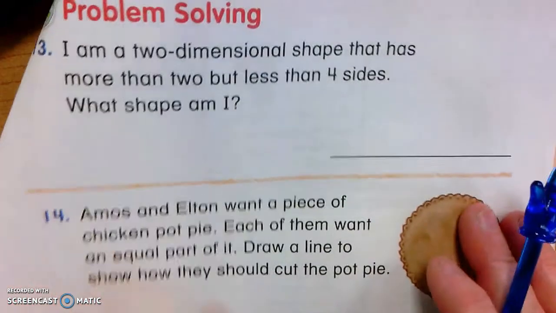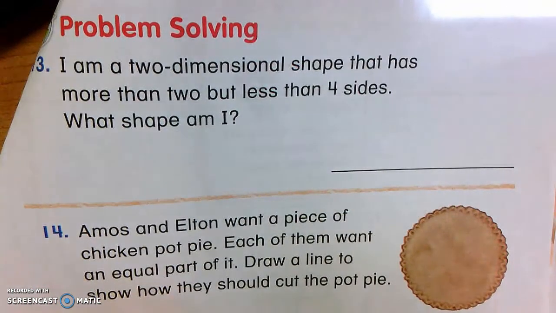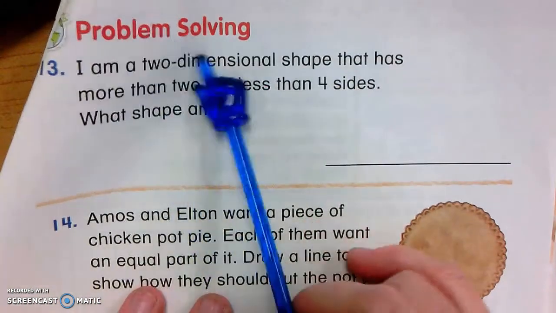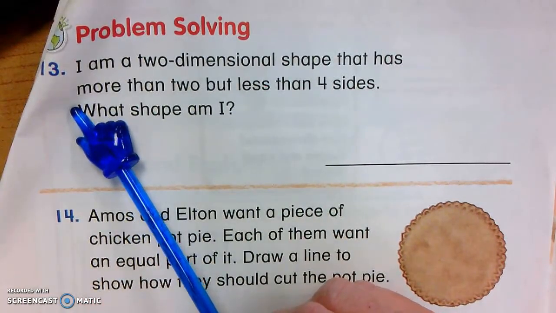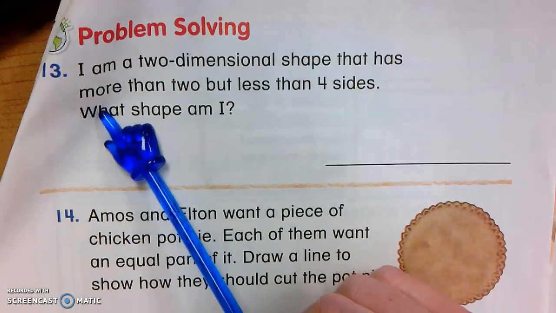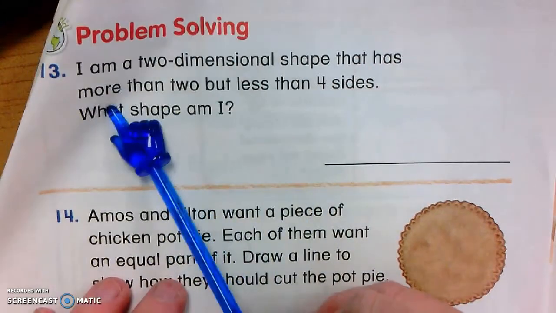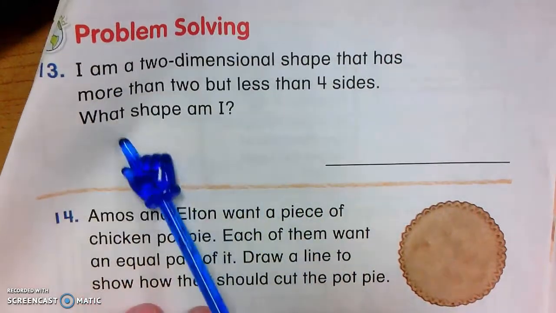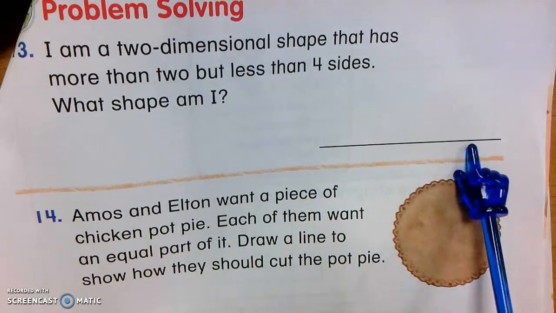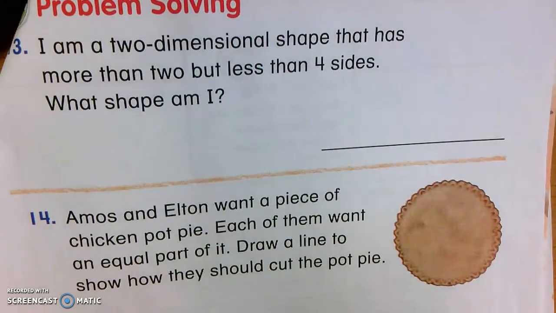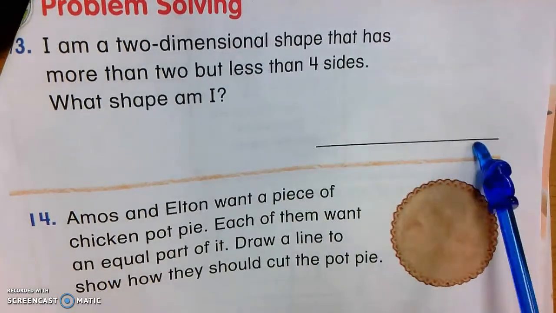Okay, let me give you a second to catch up in case you're behind. Okay, let's go on to problem solving. So this is kind of a mystery game. Mystery problem. I am a two-dimensional shape that has more than 2 but less than 4 sides. What shape am I? Please write the name of the shape that you have decided is the mystery shape here.